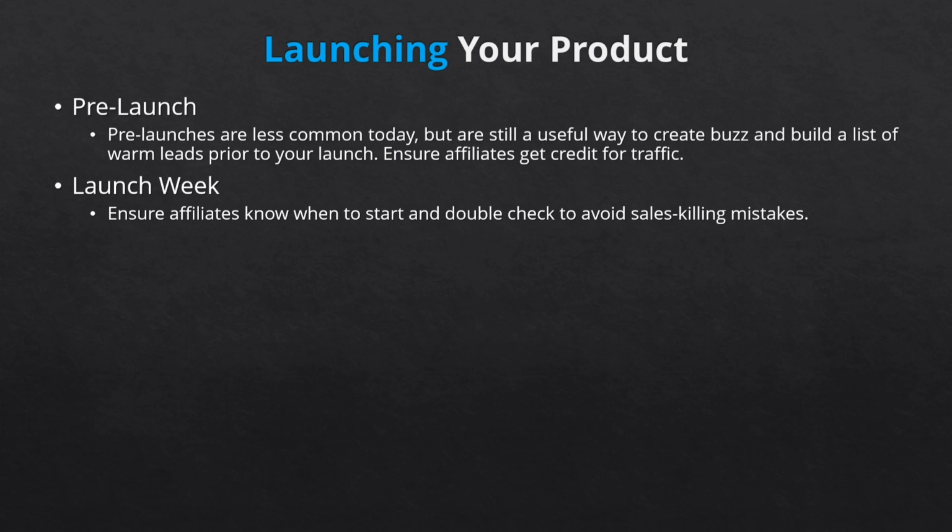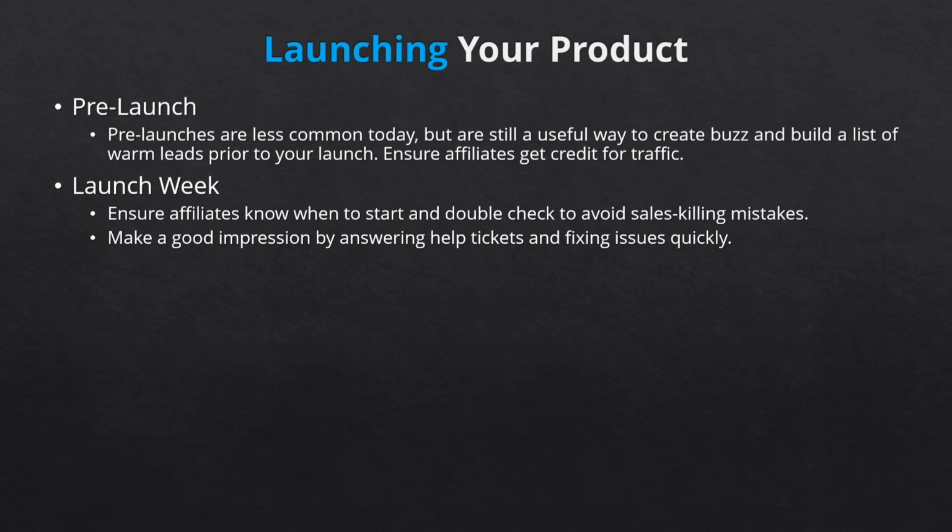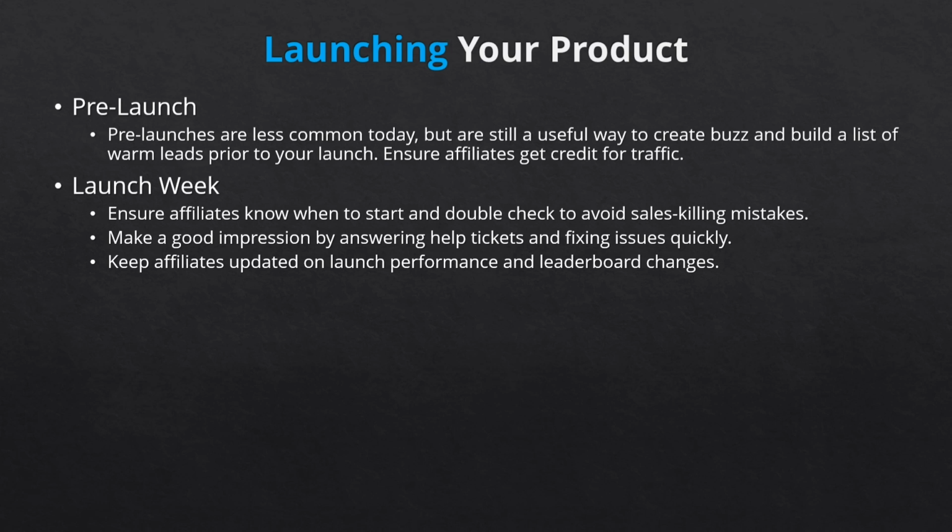First, make sure you make a good impression on your customers by keeping an eye on your help desk and answering tickets and fixing issues as soon as possible. Secondly, keep your affiliates up to date, motivated, and galvanized with regular updates about the JV leaderboard and the funnel's performance. Do this via email, social media, your blog, and so on.